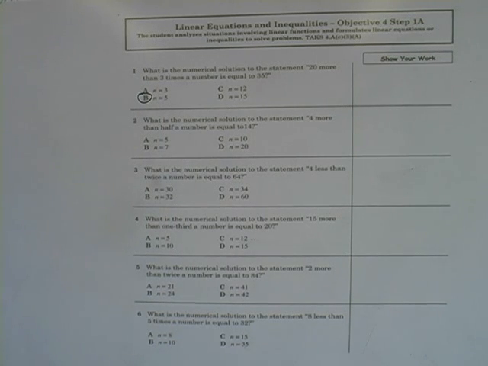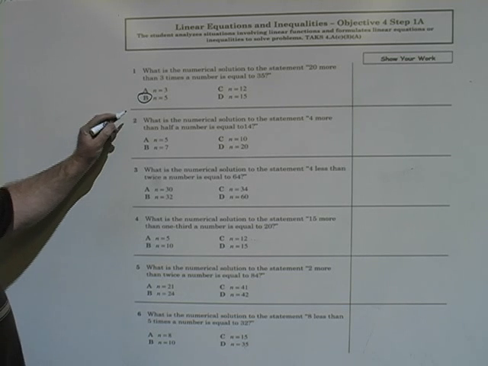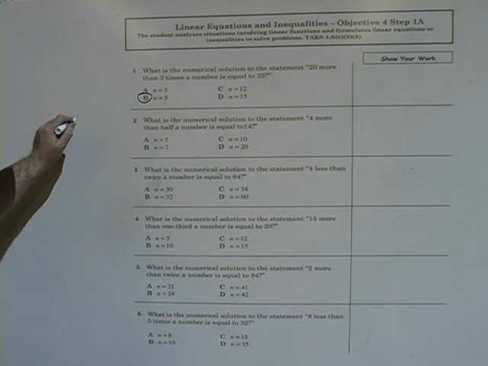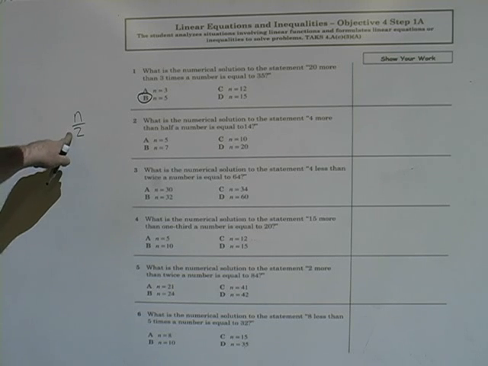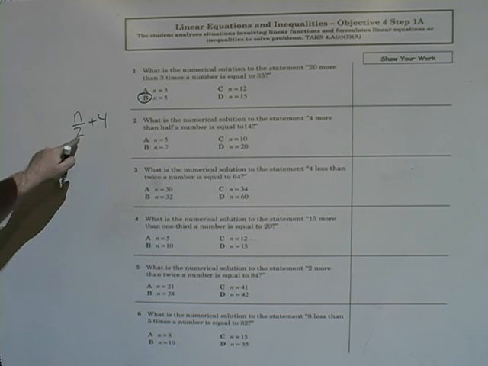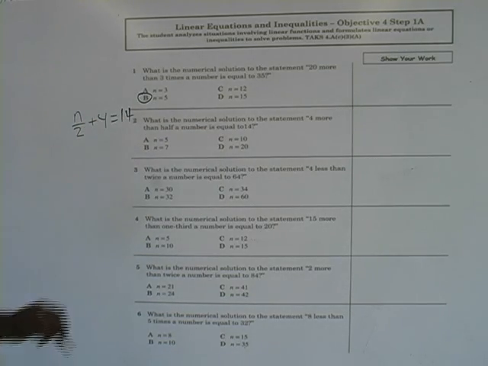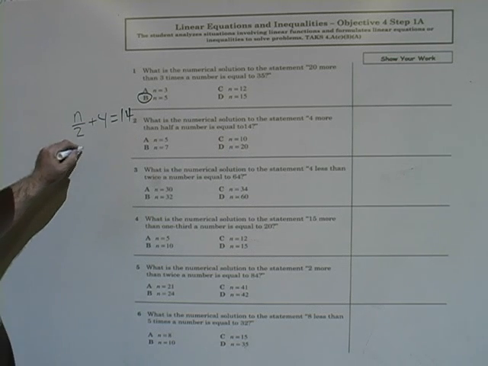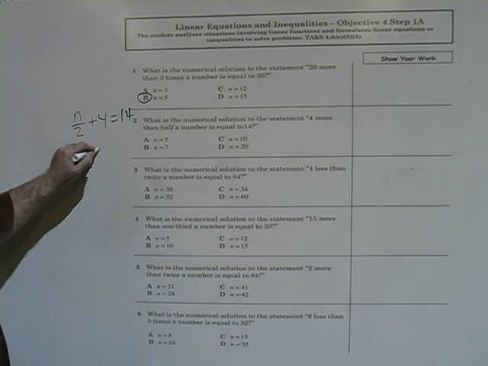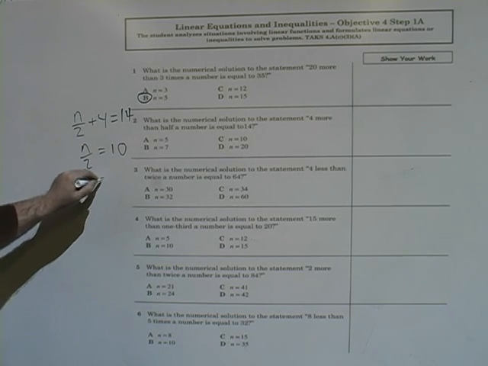Okay, I'm going to go through the rest of these fairly quickly. So if you need to stop the tape, make sure you do that while you're working these questions out. 4 more than half a number. Okay, here's half a number. Put the number over 2, that's half the number. 4 more than that is equal to 14. You solve it, and you get n over 2 equals 10, so n equals 20.